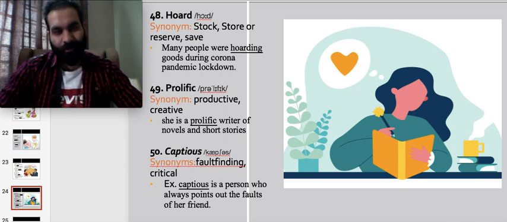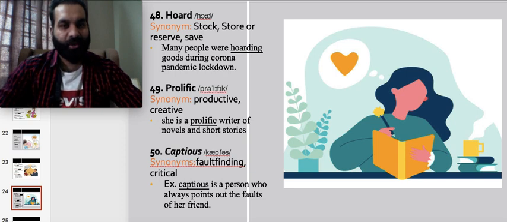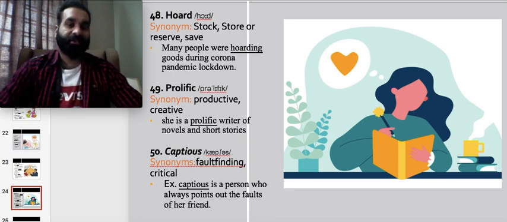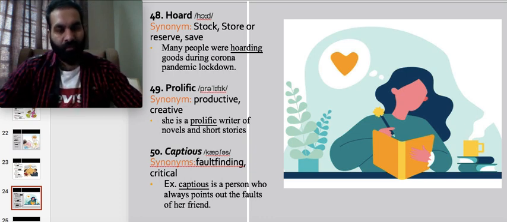The next word is hoard. Hoard. Stock, store, or reserve, or save. Many people were hoarding goods during Corona pandemic lockdown. That's real. What about those who don't have money to hoard?